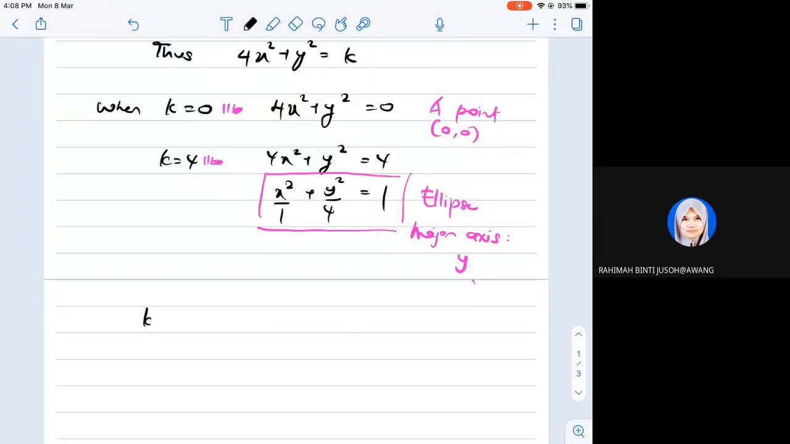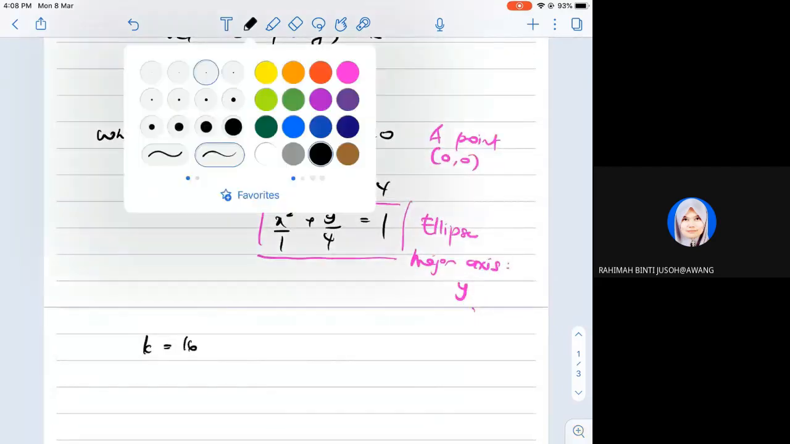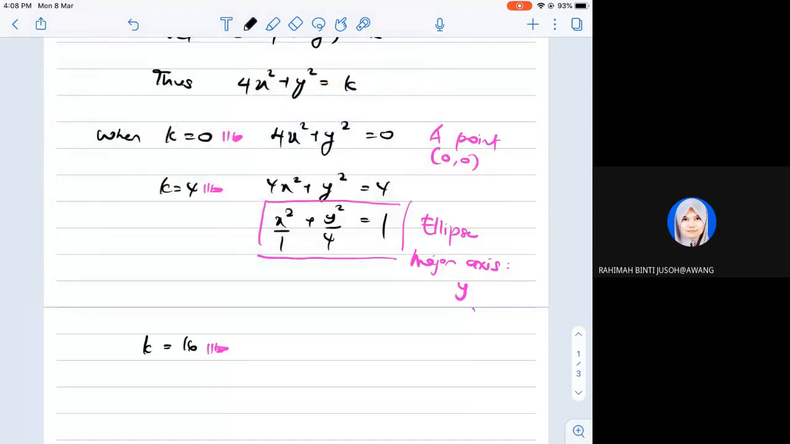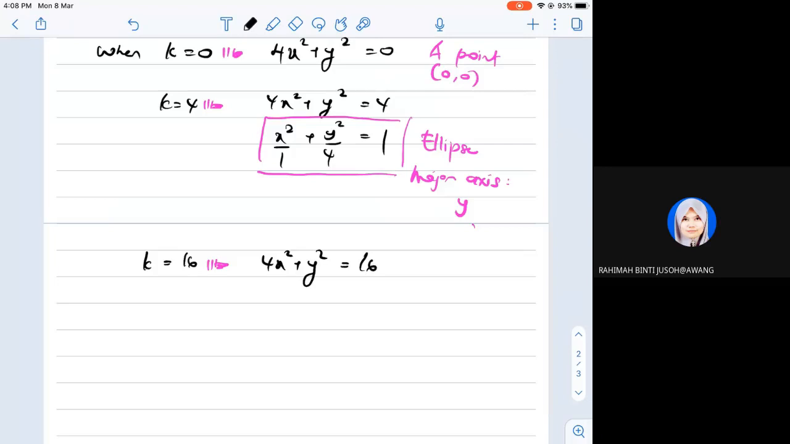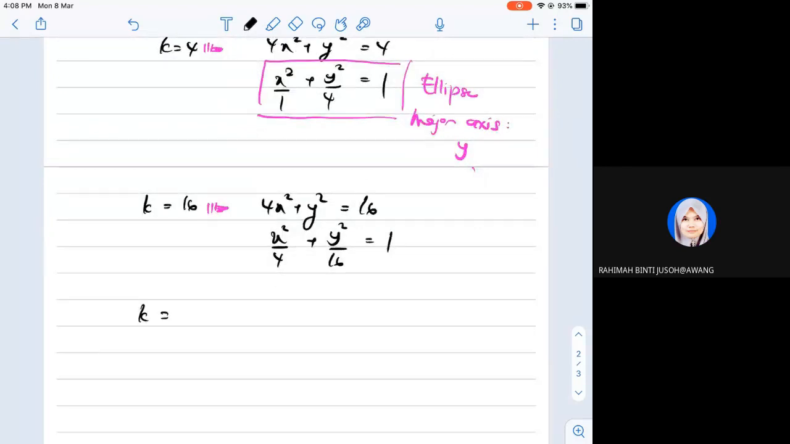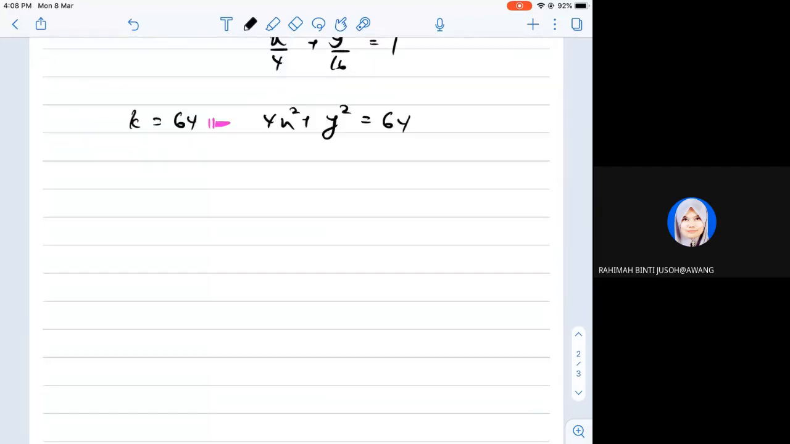Now we keep continuing this. When k equals to apa lagi? 16. So substitute 16. Then we will have 4x squared plus y squared equals to 16. So divide everything by 16. Then we will have x squared over 4, 16 divided by 4 should be 4, isn't it? And then plus y squared over 16 equals to 1. Again, this is also an ellipse. And then the last one, k equals to 64. So we will have 4x squared plus y squared equals to 64. Apa ni? 4 bahagi 64. You akan dapat apa ni guys? X squared over what? If you divide by 4. 16. Very good. So y squared over 64 equals to 1.